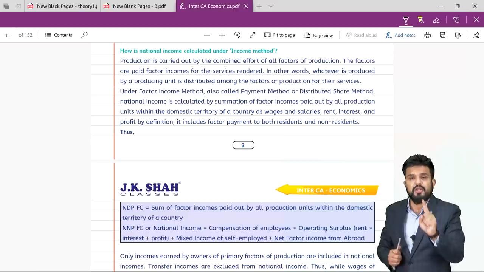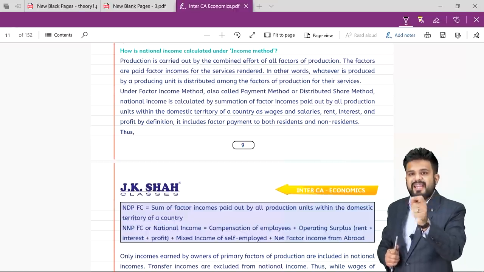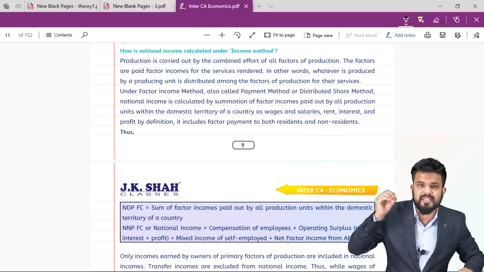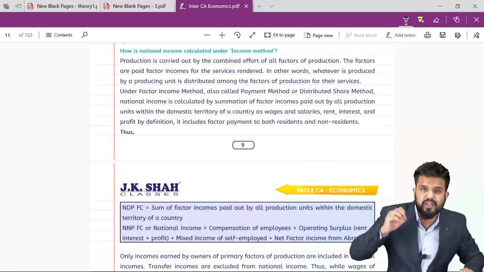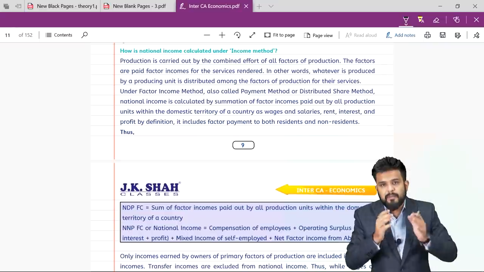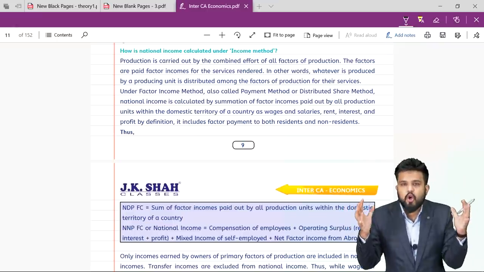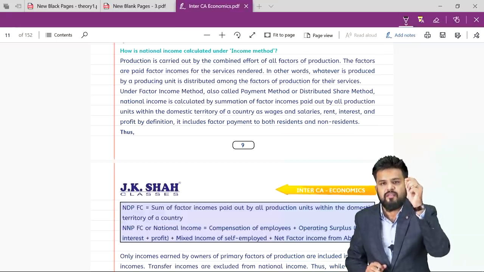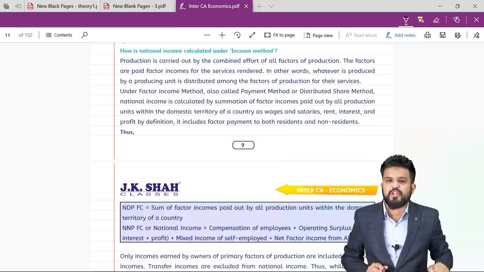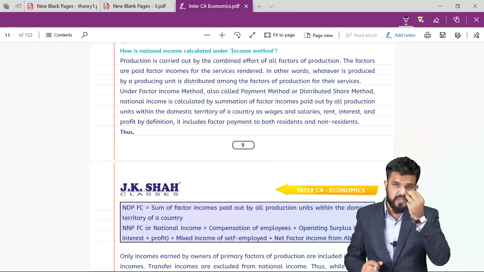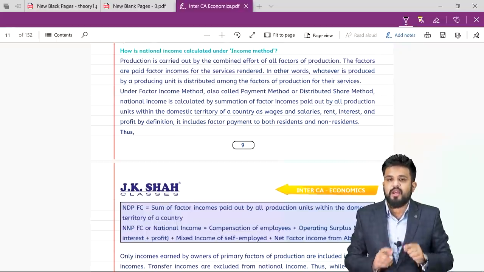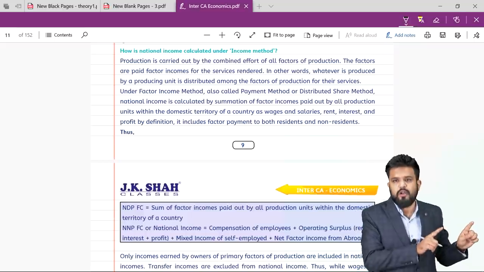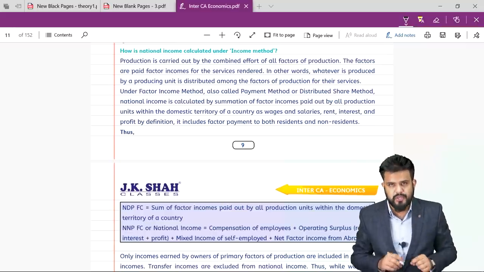In this method, national income is calculated from the distribution side. The total earned income, that is rent, wages, interest, profit, NFIA, dividend, commission, brokerage, mixed income, all this earned income will be added. Whatever you get becomes your national income or GDP using the income method. But unearned income will be ignored: gift, charity, donation, scholarship, dowry, pension are ignored, because only earned income is taken into consideration.